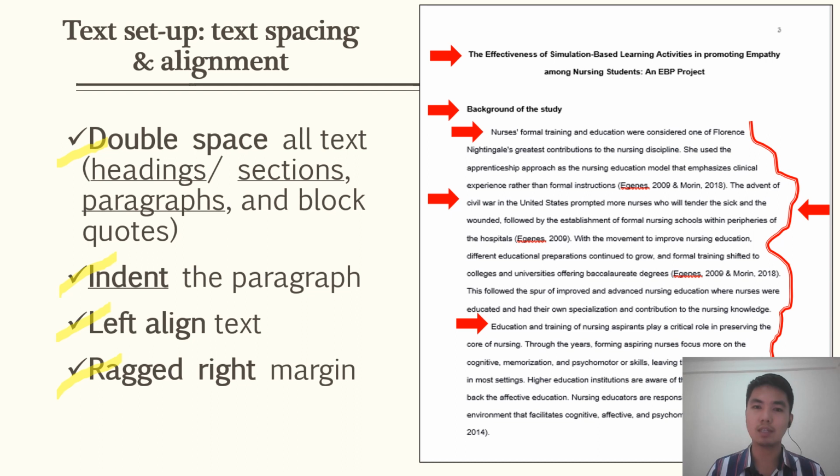Okay, so as we can see, dito po sa ating title, naka-double space po yan. Naka-double space din ang mga headings. The whole text or the whole paragraph is naka-double space po sila. And we indent yung ating mga paragraph. And on the right side of our margin, we keep it ragged.